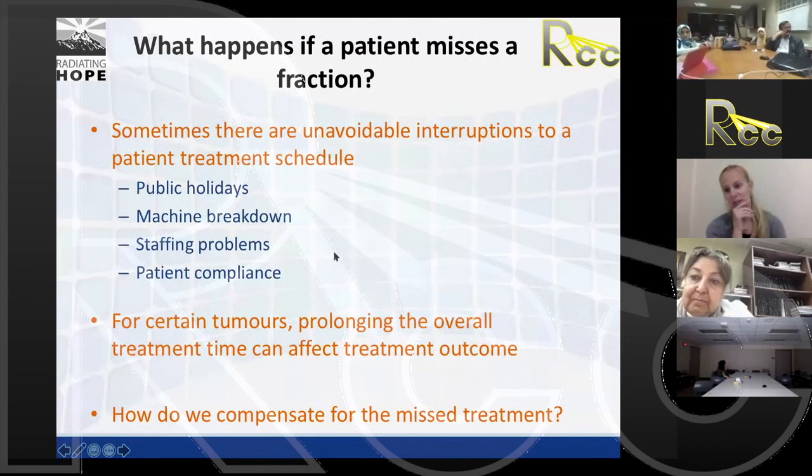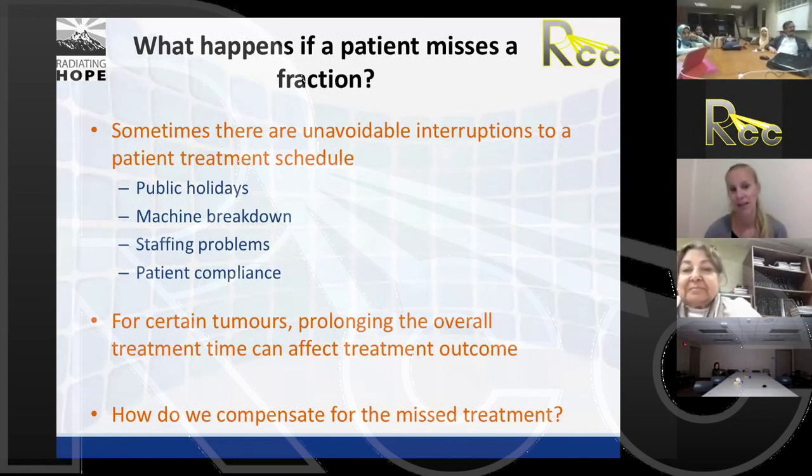The last thing I wanted to just quickly talk about is what happens if a patient misses a fraction. So sometimes there are things that are unavoidable. Talking with you guys in Egypt who have had problems in your department, I'm sure there are patients that are not turning up for treatment, and they may not turn up for several days. So we should account for that in our treatments and in our prescriptions if we possibly can.